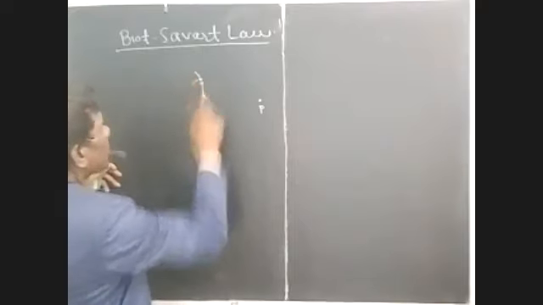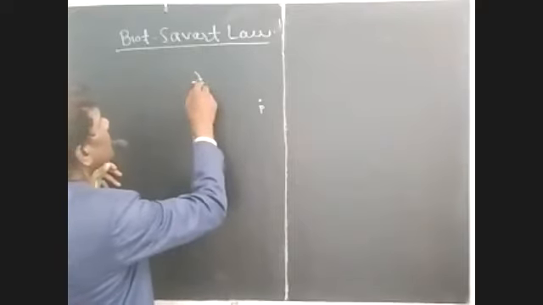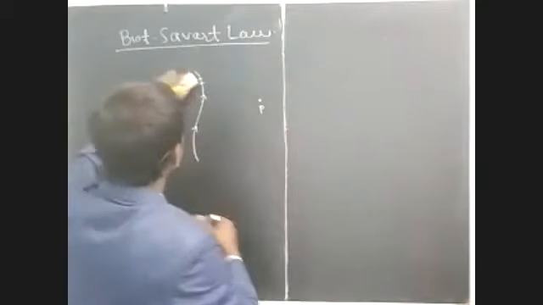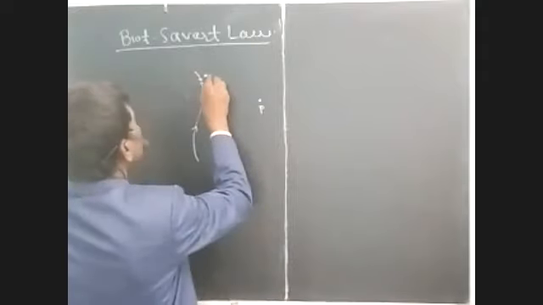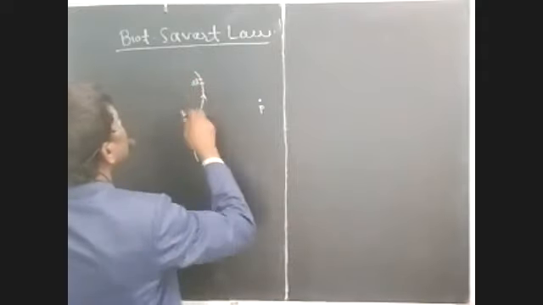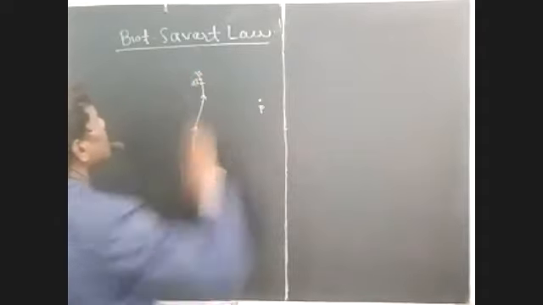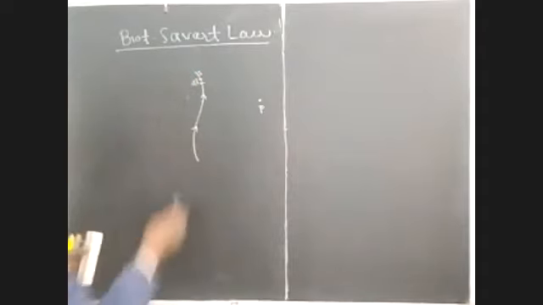So this is the total length L, then this is dl. We can write here, this is dl. And the current flowing through the wire is I. Okay, so what is the way?